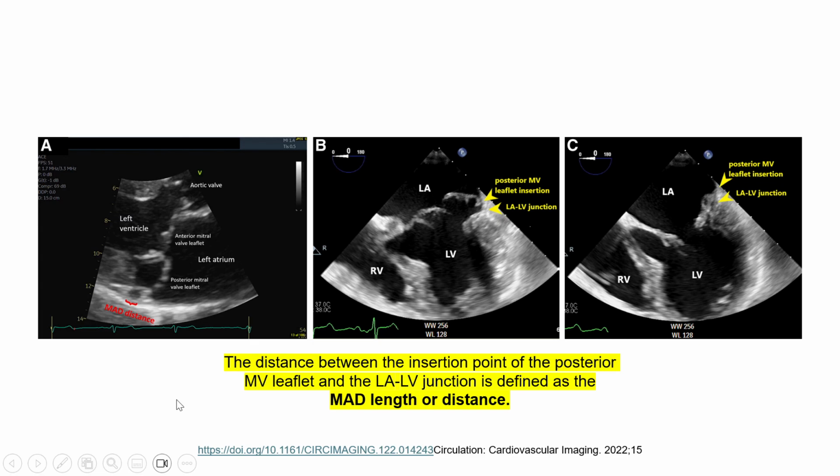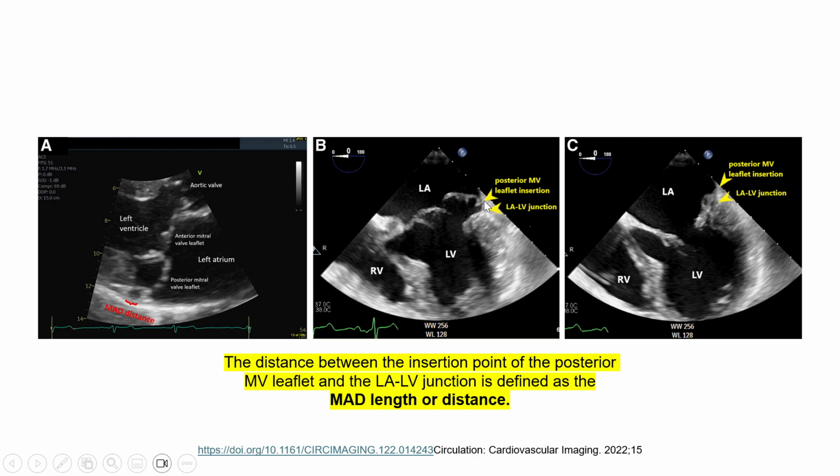On an echocardiogram, panel E is a transthoracic echocardiogram, and you see that there is a certain distance between the origin of the posterior mitral leaflet and the atrioventricular junction. That's where the thick-walled left ventricle has a junction with the thin-walled left atrium.